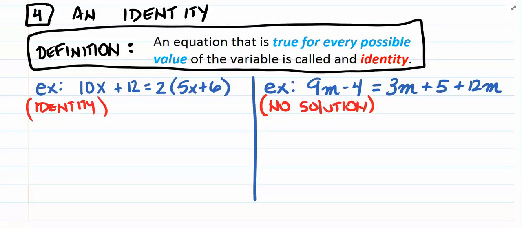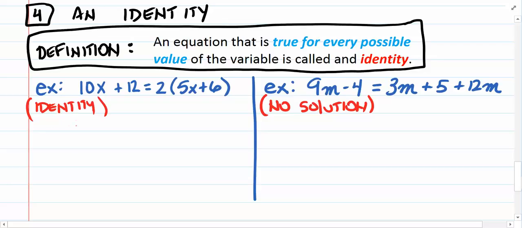Box number 4 here is the definition of what's known as an identity. The definition for an identity is an equation that is true for every single value of the variable. I have 2 examples here down below. On the left-hand side, I have an example which is going to be an identity. And over here on the right-hand side, I have an example that's going to be no solution. I want you to take notice of the difference of the two.